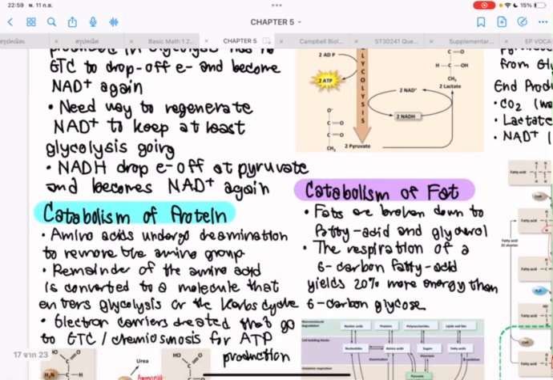Catabolism of proteins. Amino acids undergo deamination to remove the amino group. The remainder of the amino acid is converted to a molecule that enters glycolysis or the Krebs cycle. Electron carriers are created that go to the ETC and chemiosmosis for ATP production.